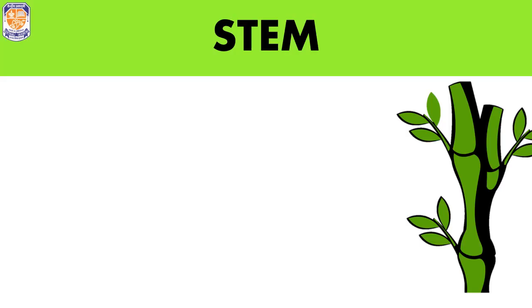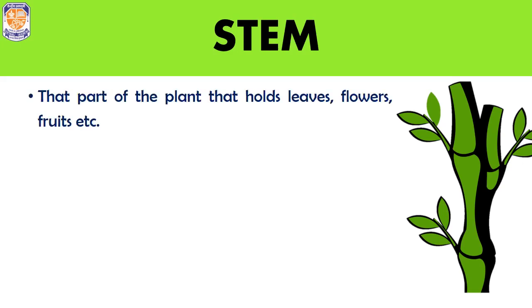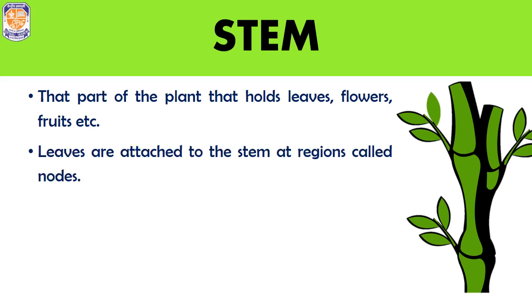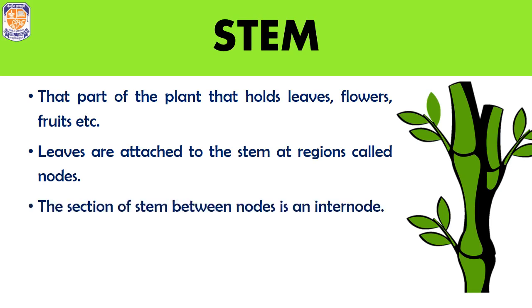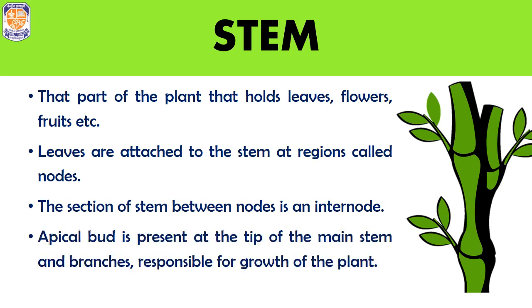So starting with the stem now. Stem is that part of the plant that holds leaves, flowers, fruits, etc. And this is the part of the plant that is seen growing above the ground towards the light. Leaves are attached to the stem at the regions which are called nodes. The section of the stem or the space between two nodes is called an internode. The apical bud is present at the tip of the main stem, and it is also present at the tip of the different branches, and this is responsible for the growth of the plants.